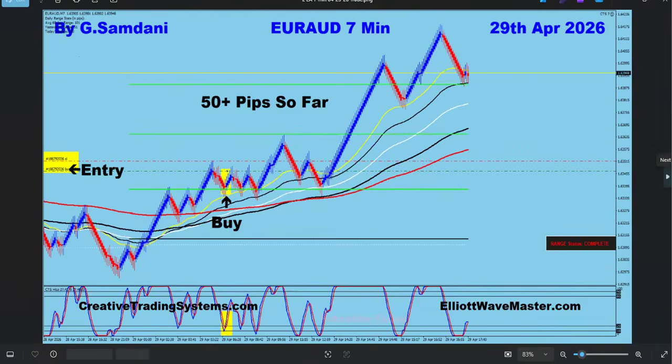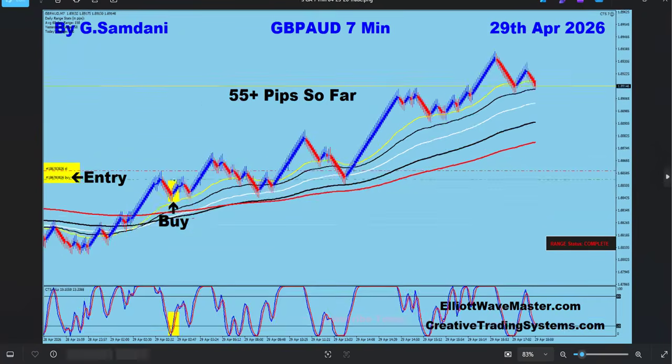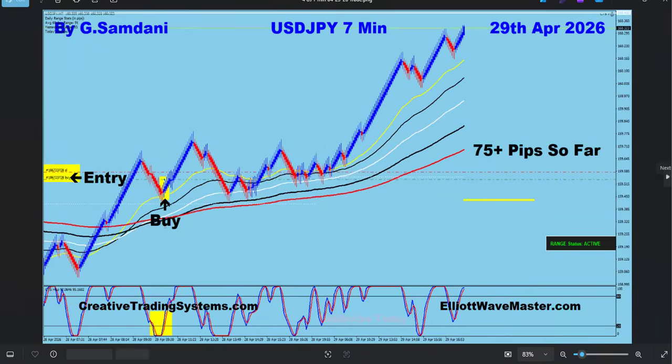This is the first trade. The second trade is Euro Aussie going to the upside, 50 pip. All the trades are taken by the CTS7, and you can see the entry buy orders right there. SL moved to break even plus. All the trades are taken according to the setup, and then automated. This is also a buy setup here, 55 pip on pound Aussie. Here, USD yen going to the upside.